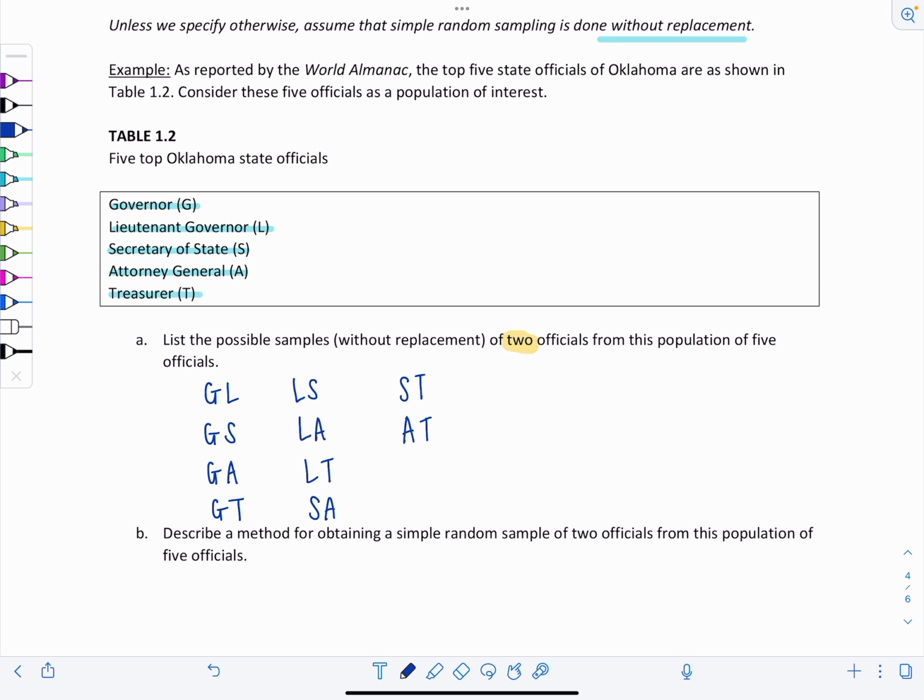In a sample, the order doesn't matter. So GL is the same as LG. You don't want to repeat both of them. Those are the same sample, okay, of 2 officials. All right, how many samples do we have? 1, 2, 3, 4, 5, 6, 7, 8, 9, 10. So 10 possible samples.